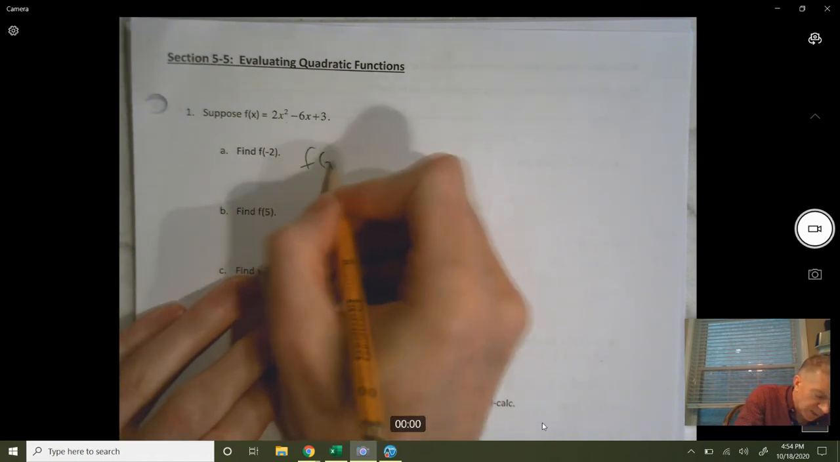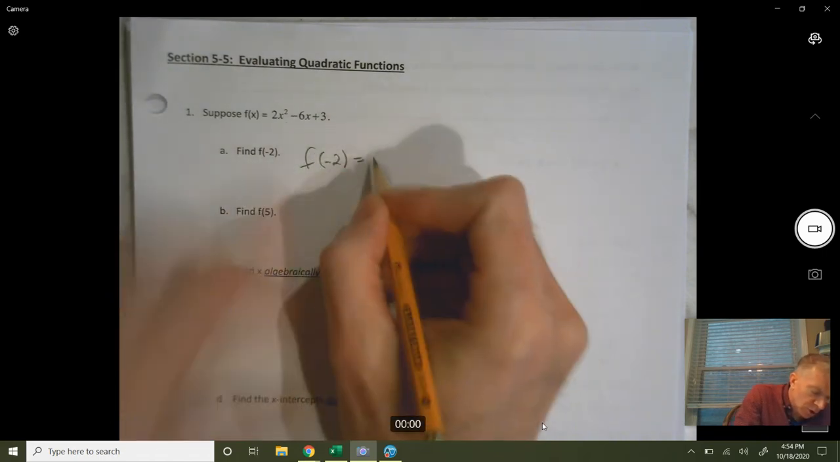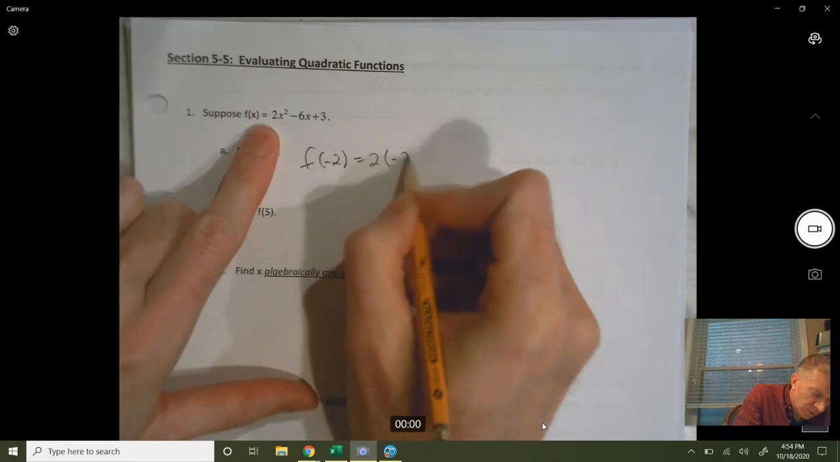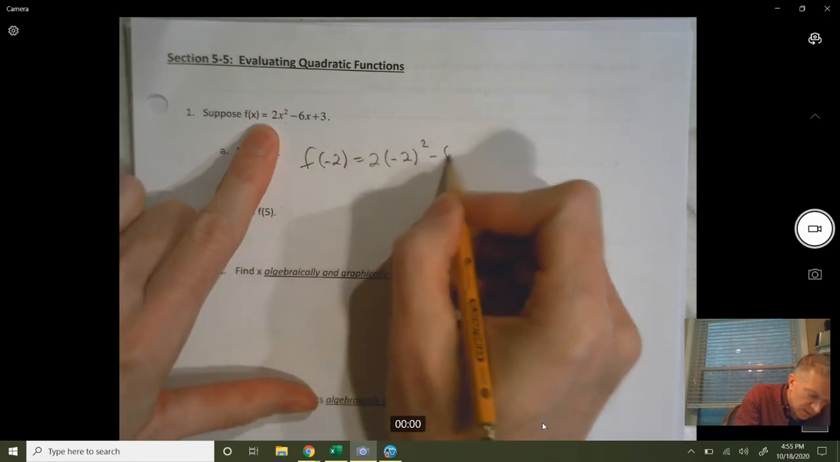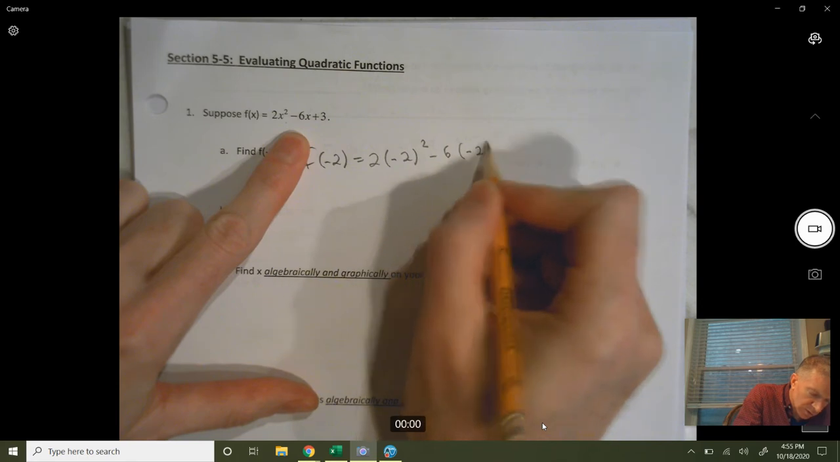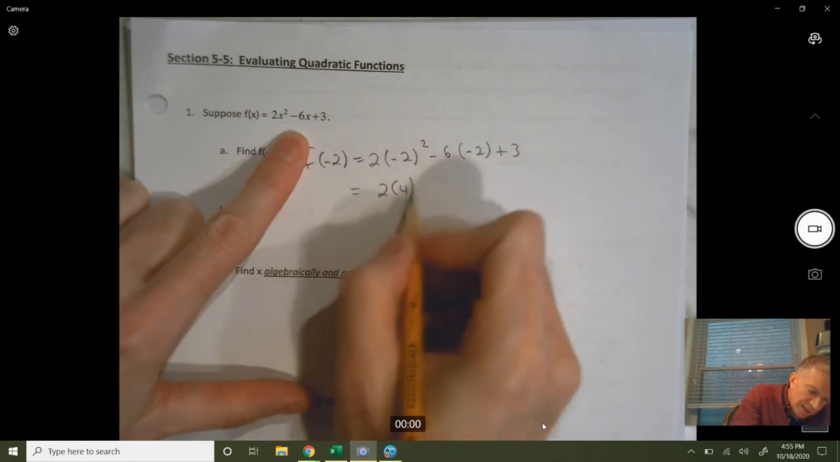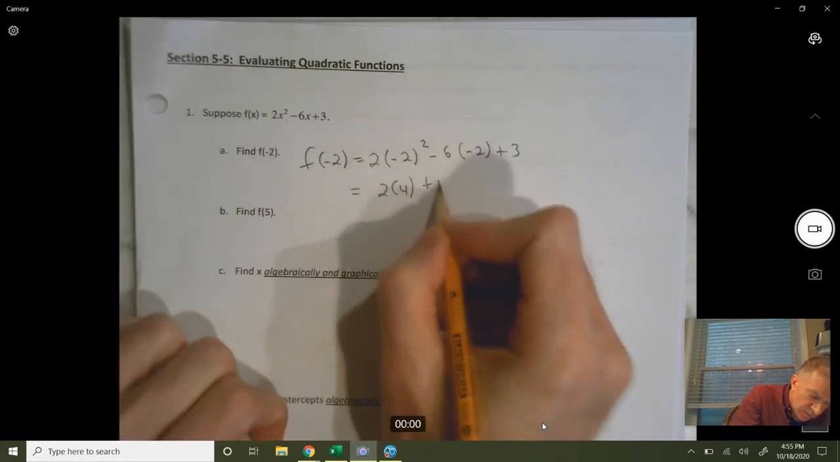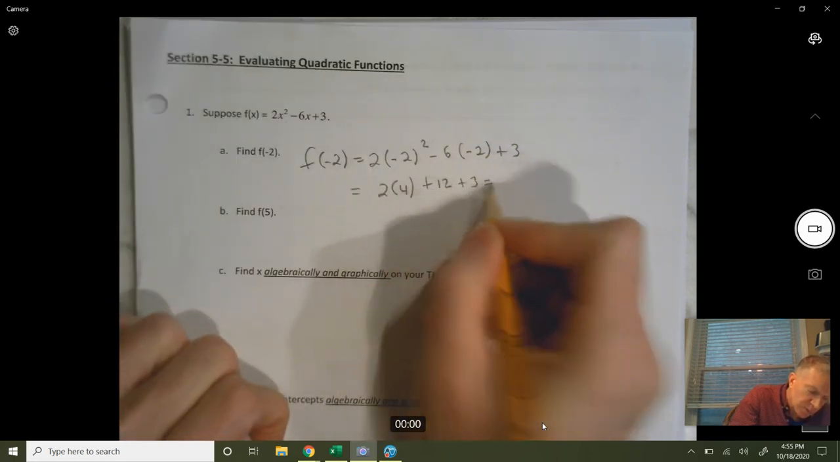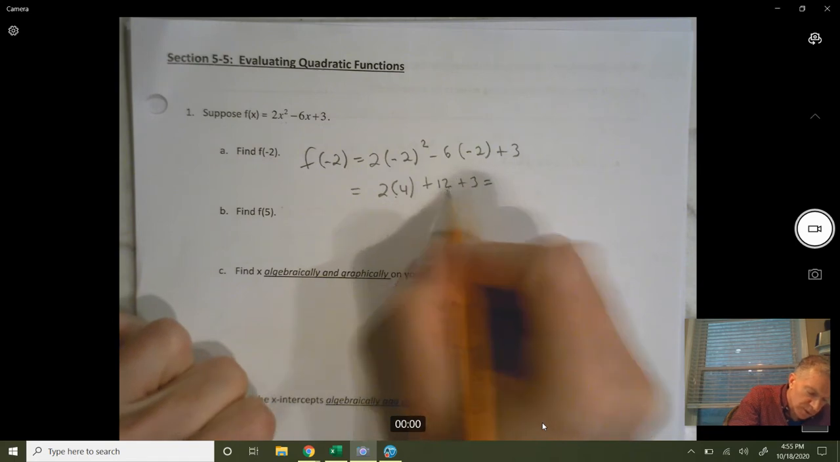So f of negative 2 is going to equal 2 times negative 2 squared minus 6 times negative 2 plus 3. Simplifying, 2 times 4, negative 6 times negative 2 is plus 12, plus 3. So we get 8 plus 12, which is 20, plus 3, 23.